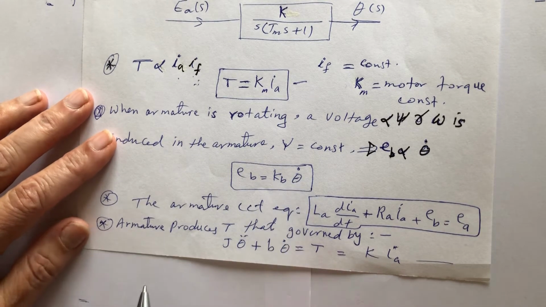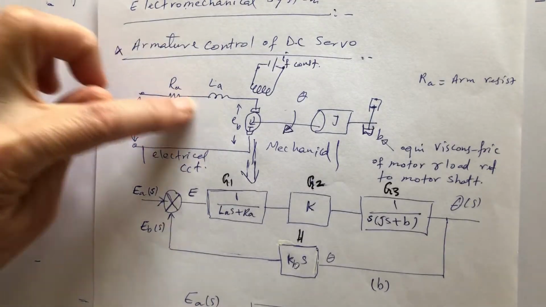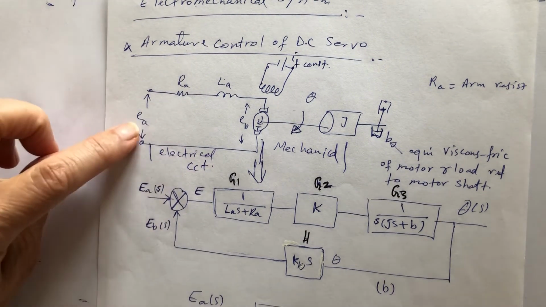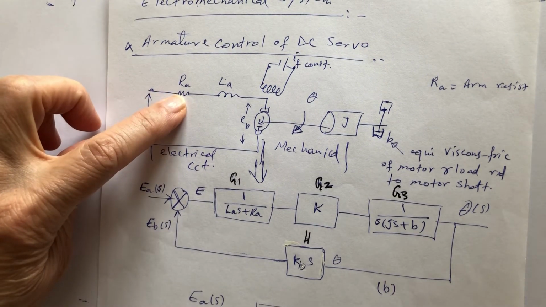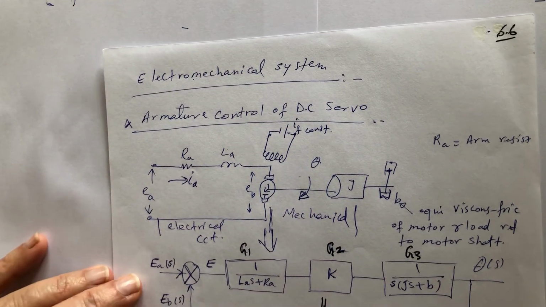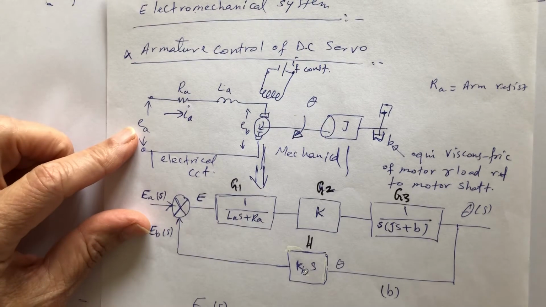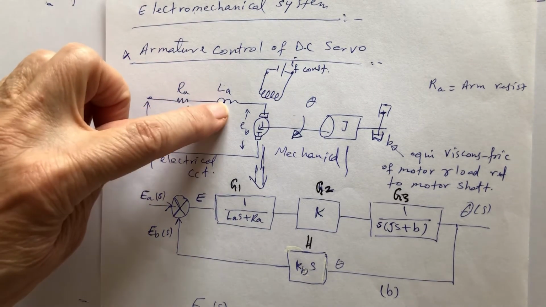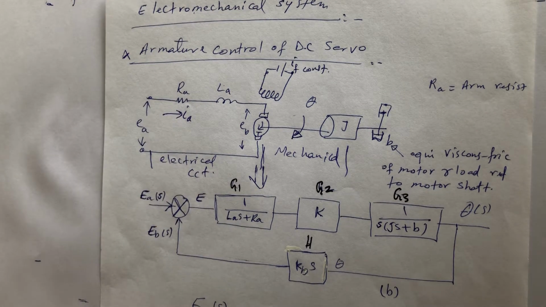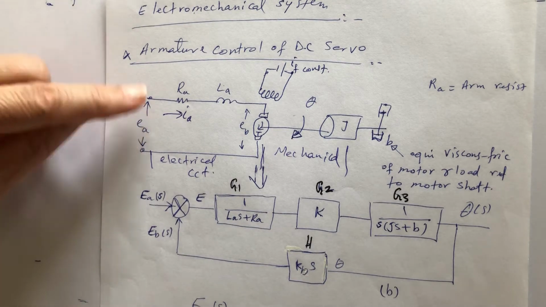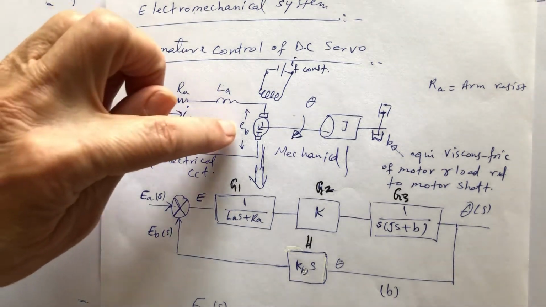This is another equation. Now, if you come to the armature, this is the armature circuit. How can you write the equation for this one? EA equals RA IA, if we say here is IA. So EA equals IA RA plus L dIA/dt, and minus EB, because taking it from the other side.